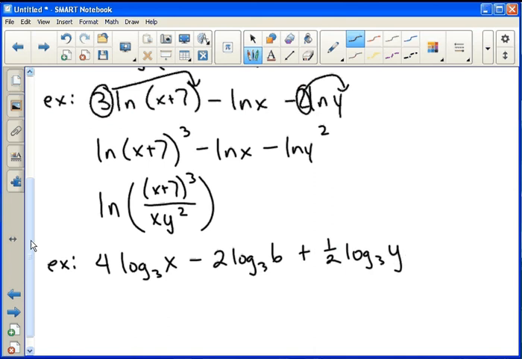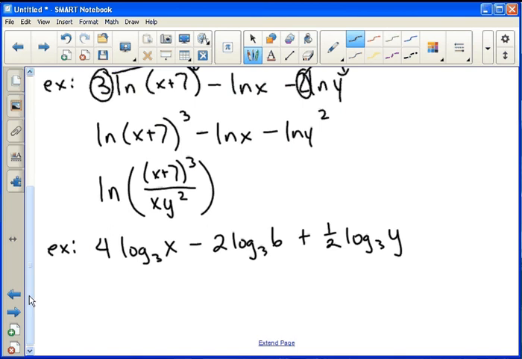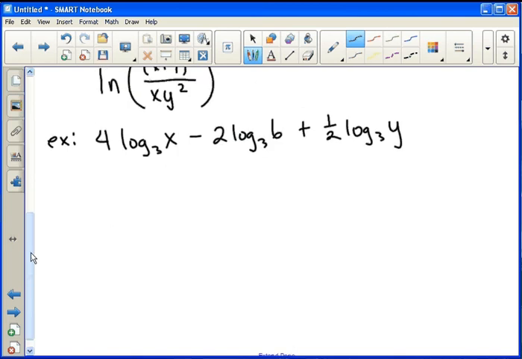Remember, when you're going this direction, when you're condensing, I would take care of the exponents and the coefficients first. So I'm going to move the 4 up top. Just move this up here. I'm going to move the 2 up top. Sorry, this is a 6, just in case that's not clear. And then move the 1/2 up top.